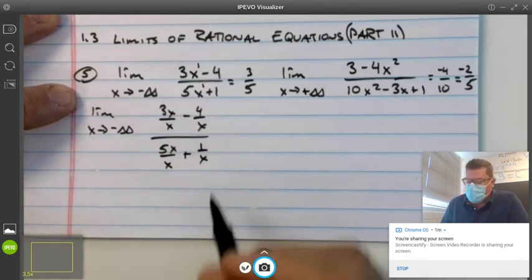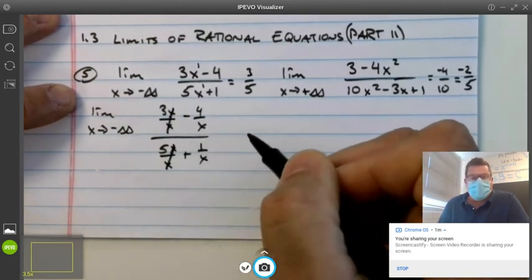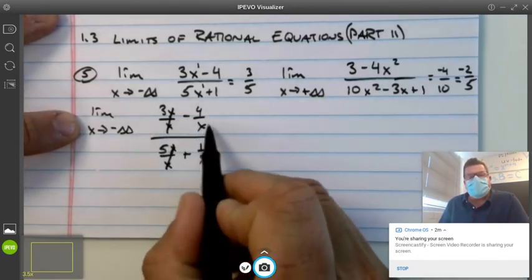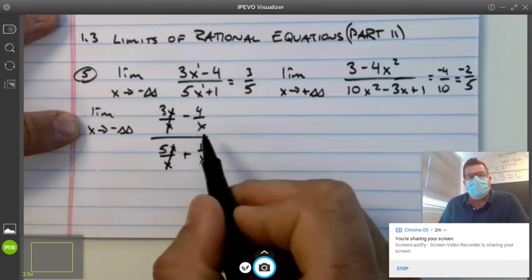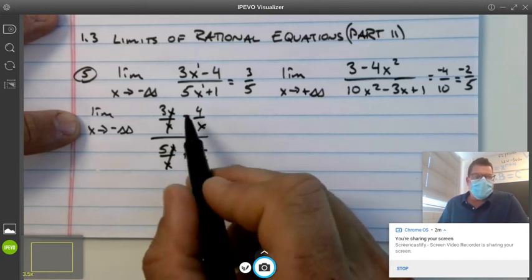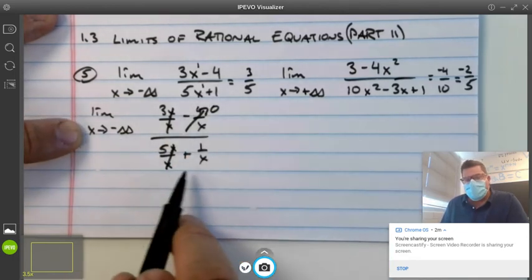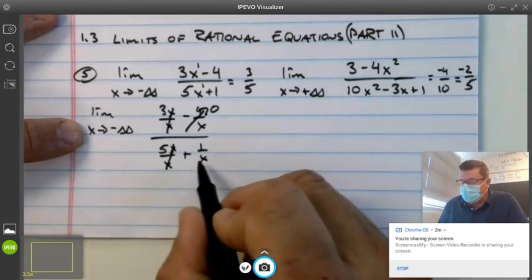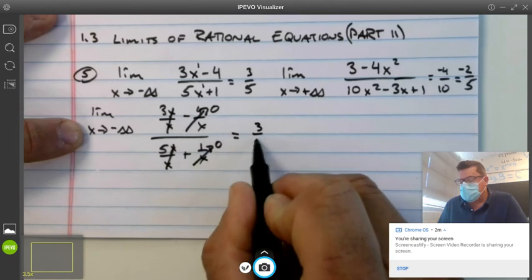let's see what happens. These x's cancel. These x's cancel. And now it's time to reapply the limit. When you let this x go to negative infinity, you have 4 over something that's very, very large, but negative. That goes to 0, okay? So minus a -0, it's gone. When you apply the limit down here to the bottom, 1 over negative infinity, that goes to 0. And you're left with 3/5.